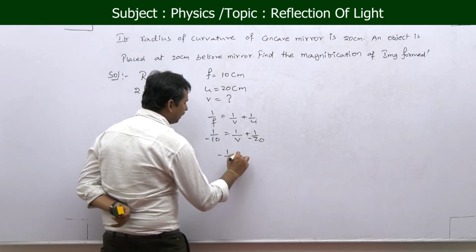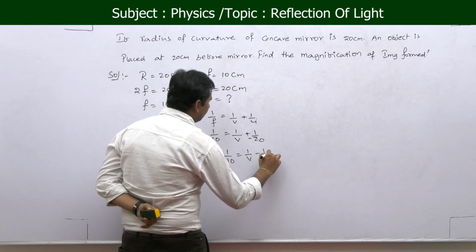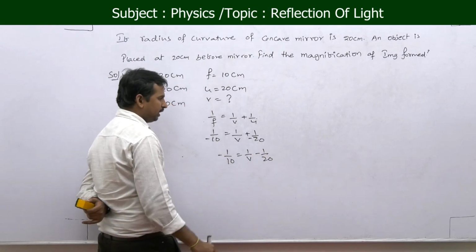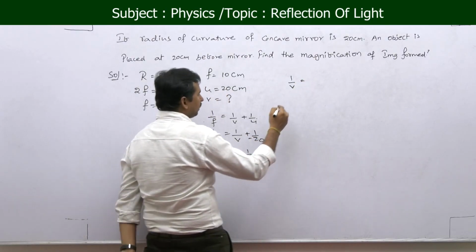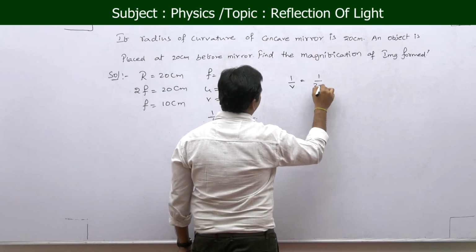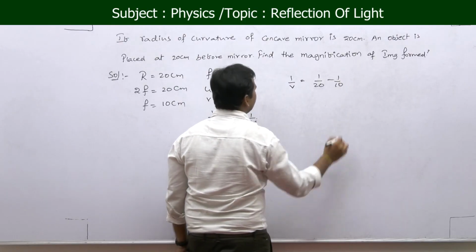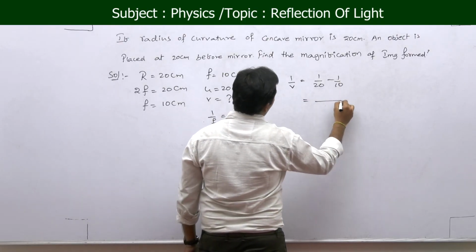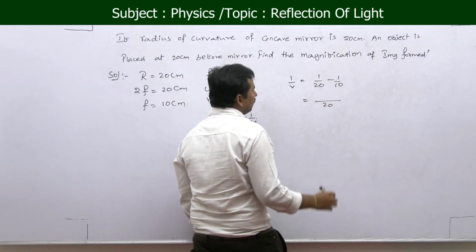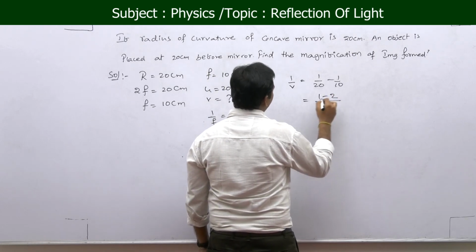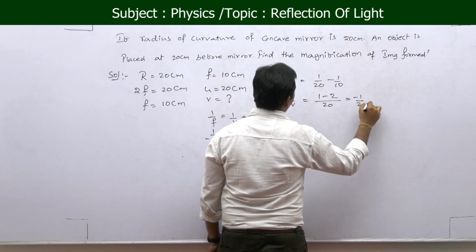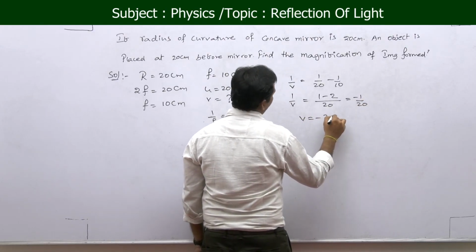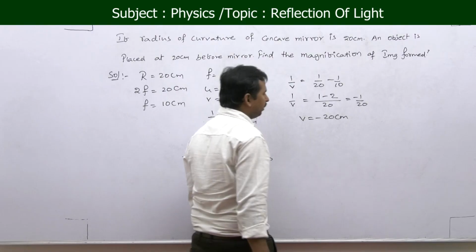Then minus 1 by 10 is equal to 1 by v into minus 1 by 20. Then 1 by v is equal to, bringing this minus 20 to this side, plus 1 by 20 minus 1 by 10. Then taking the LCM of 10 and 20, we get 1 minus 2, so 1 by v is equal to minus 1 by 20. Then v is equal to minus 20 centimeters.